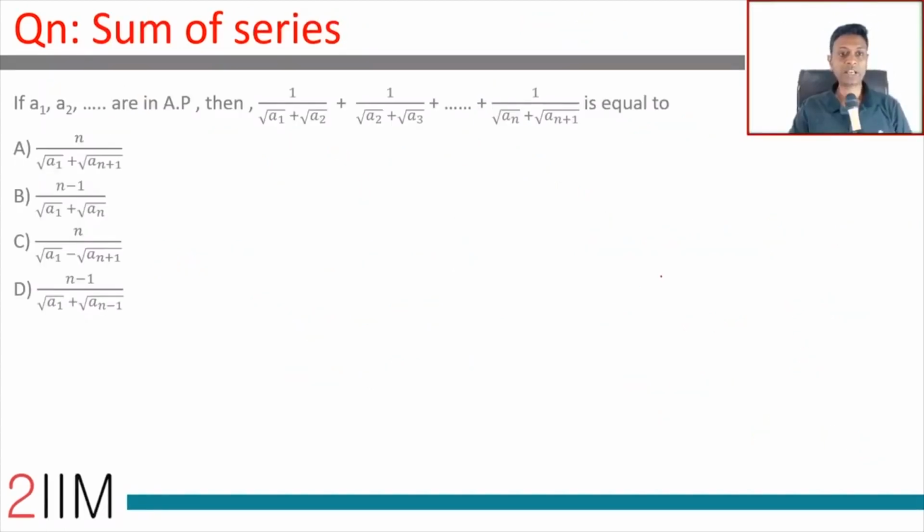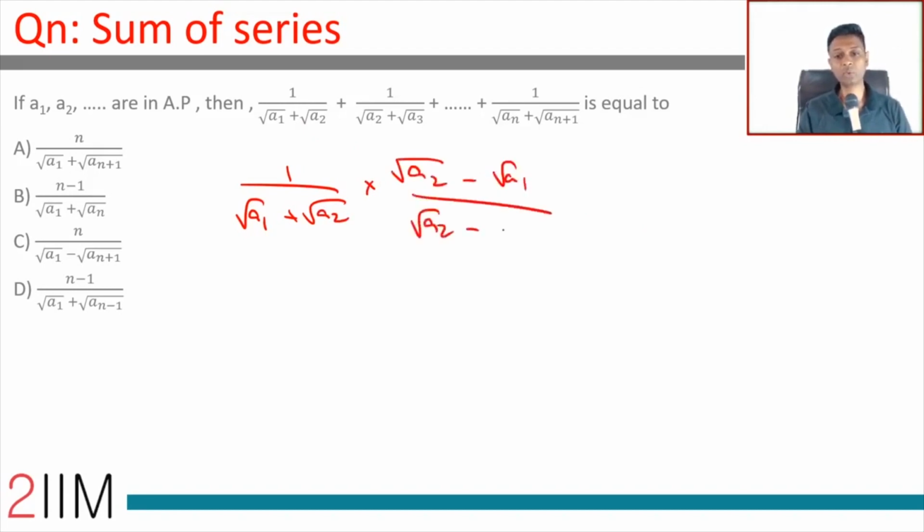A1, A2, A3 are all in AP. What is this equal to? Wonderful. This is a classic question where we rationalize the denominator. 1 by square root of A1 plus square root of A2 into root of A2 minus root of A1 by root of A2 minus root of A1. Why am I writing it as A2 minus A1? Because I know A2 minus A1 is D, the common difference.